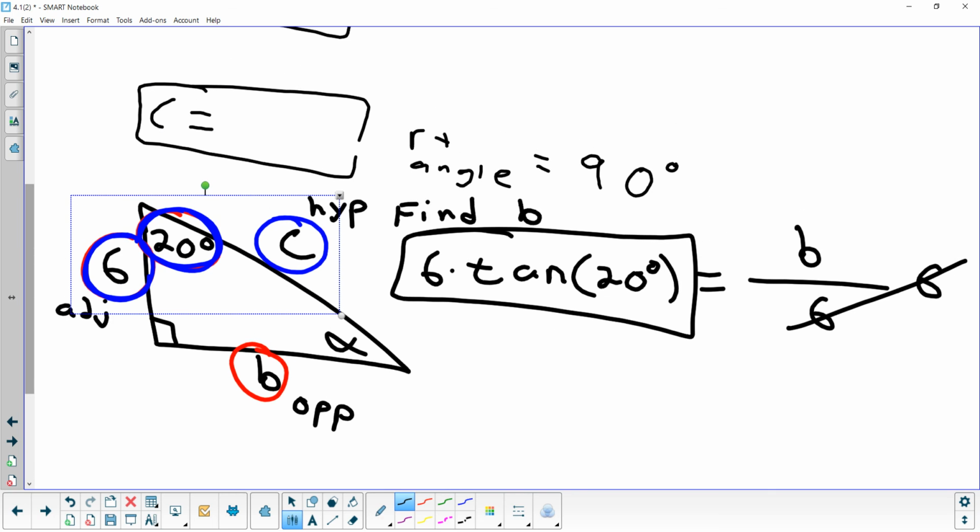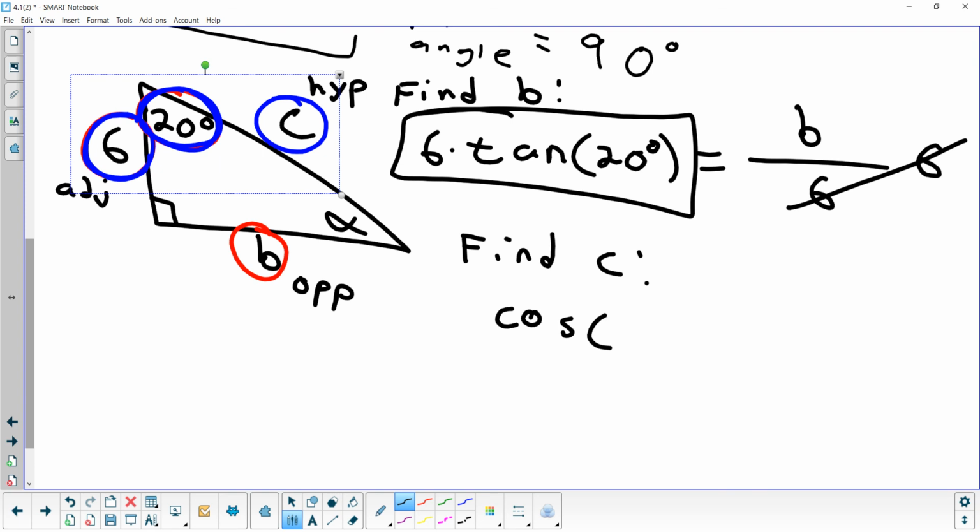All right, so this first one, we'll just write down what we did. This was to find B. Now let's find C. Cosine of, Jacob, what's my angle? 20 degrees, yep. Equals. And Cassidy, what's my fraction going to be on this side? Hold on, I'm a little lost. So what's the definition for cosine? Adjacent over hypotenuse. Yes. What's my adjacent in this one? 6. And my hypotenuse? C.